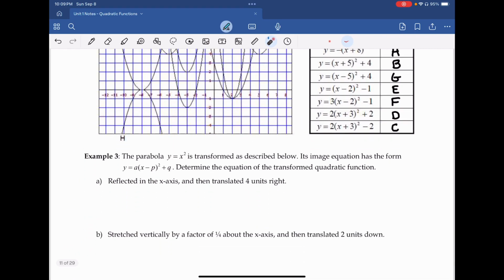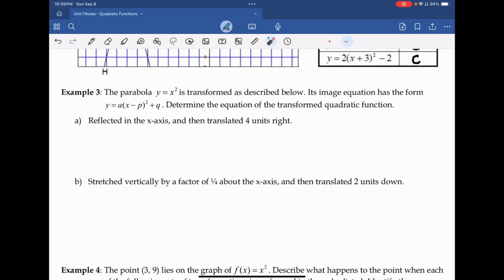All right, let's look at example 3 here. The original parabola, y equals x squared, is transformed as described below. Its image equation has the form y equals a(x minus p) squared plus q. Determine the equation of the transformed quadratic function based on the description. Okay, so we're just going to take that original equation, which is our vertex equation, and we're just going to plug in components based on what they give us. And if they're not given to us, then it will simply be 1 or 0, depending on what's happening here.